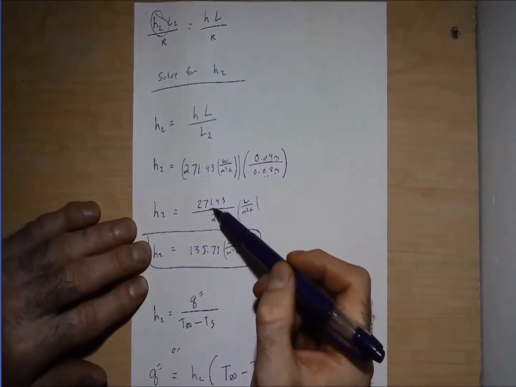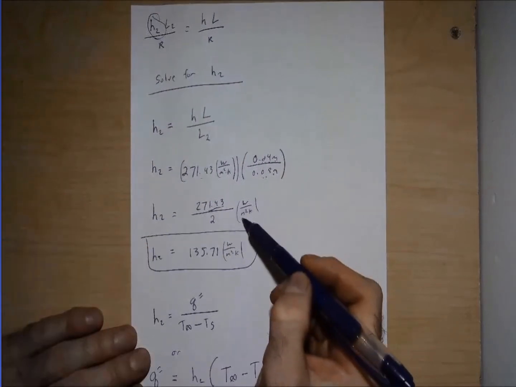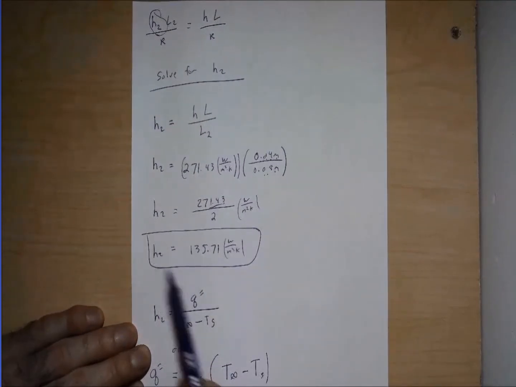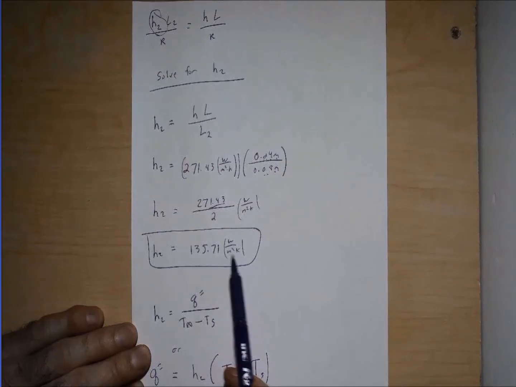So 271.43 divided by 2 in the same units of watts per meter squared times Kelvin. We do this out and we get an H2 value here of 135.71 watts per meter squared times Kelvin.